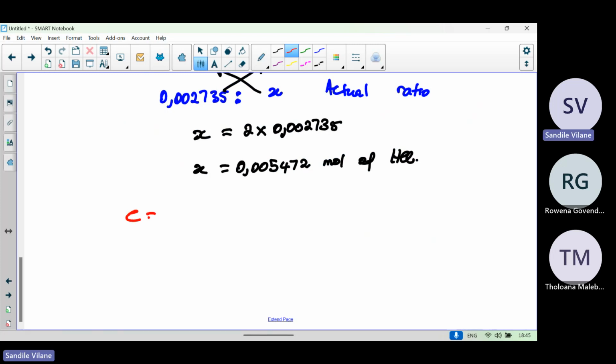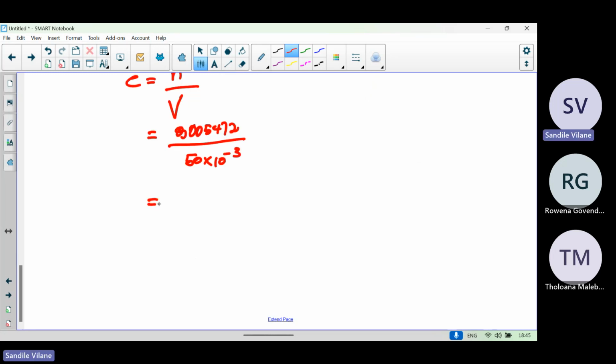So now we can easily calculate the concentration, and we are done. Concentration is 0.005472 divided by the volume, which is 50 cubic centimeters. We convert that into cubic decimeters by dividing by 1,000. And what answer do we get today, guys?